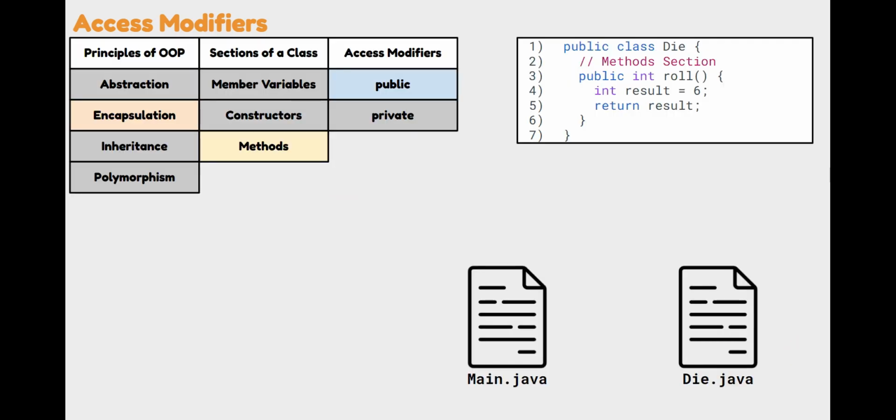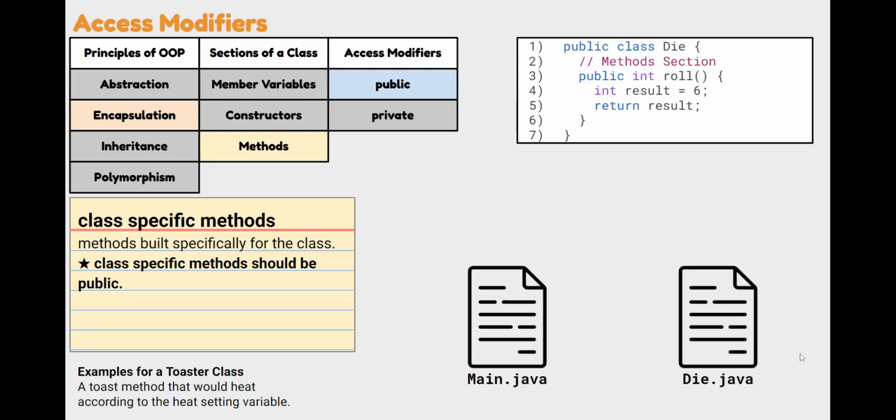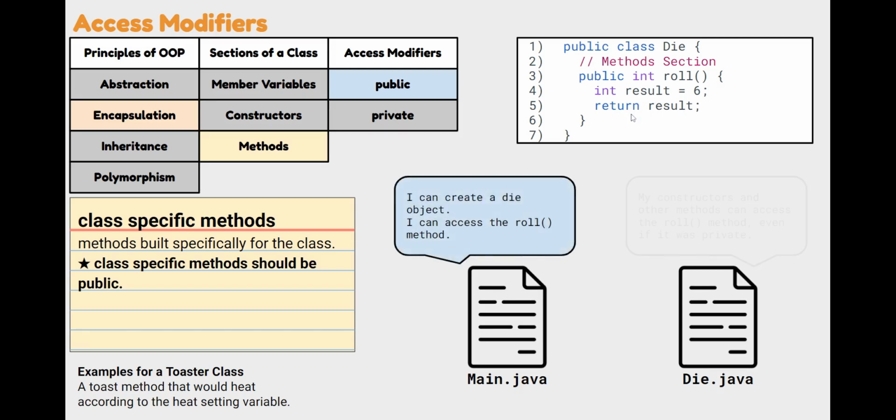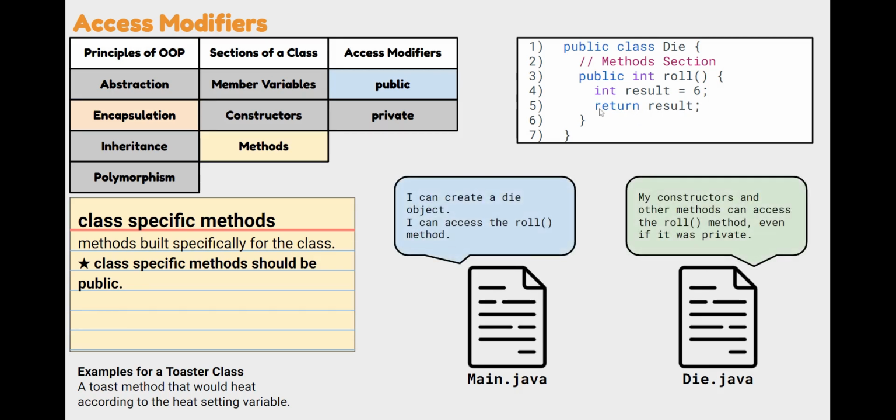Looking first at class-specific methods, methods built specifically for this class. Now, for the die class, we have a roll method that's made specifically for the die class because that's what you do with dice. You roll them. It wouldn't make sense to have a roll method in our toaster class because you don't roll a toaster. The class specific methods for the toaster would be something like toast. Class specific methods should be public. The reason we make the class is so that other people can use the class and do those class-specific actions.